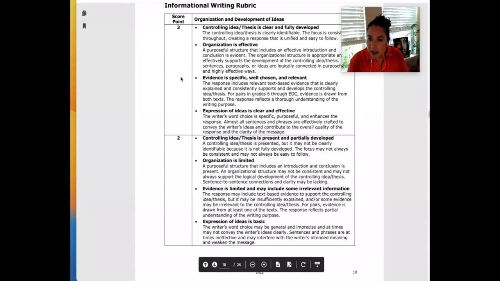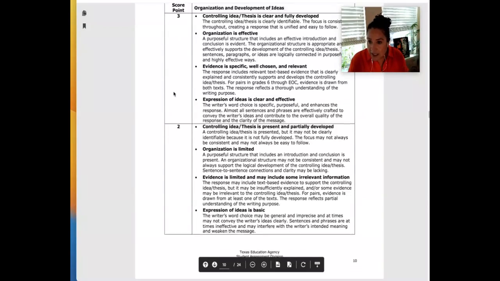This calls to mind my understanding of AP literature and language writing, where a line of reasoning in the essay is really important. So when we think about the students developing that initial controlling idea or thesis and being able to support it throughout the essay and really push that line of reasoning through, that's going to be something that we need to be thinking about and supporting students in doing. So we've got the organization and development of ideas.